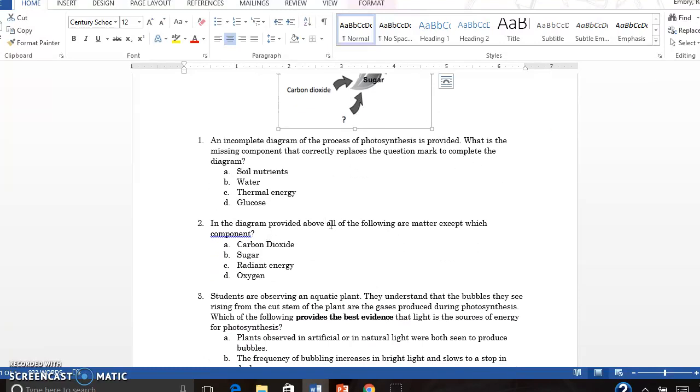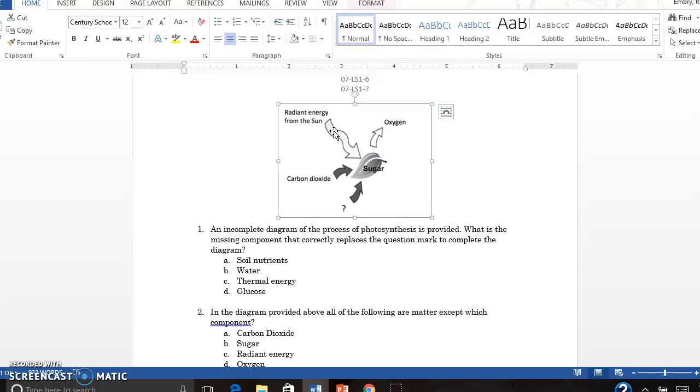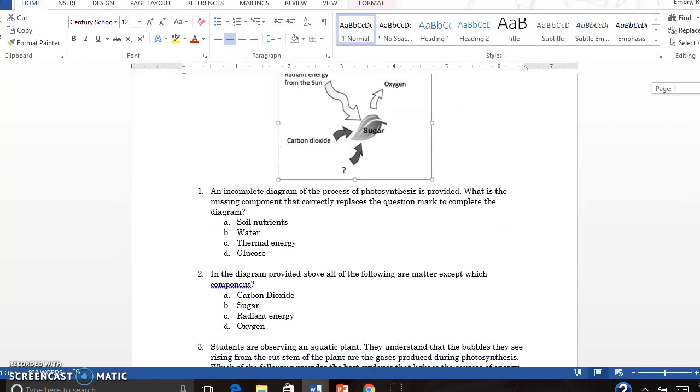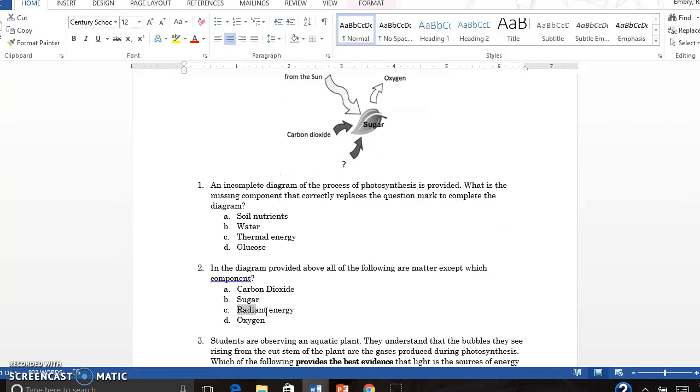It says, in the diagram provided, all the following are matter except which component? Okay, well, first off, look at the one that has an arrow that's different. Also, energy is not matter, as we went over several times in class. So the correct answer here is C, radiant energy.